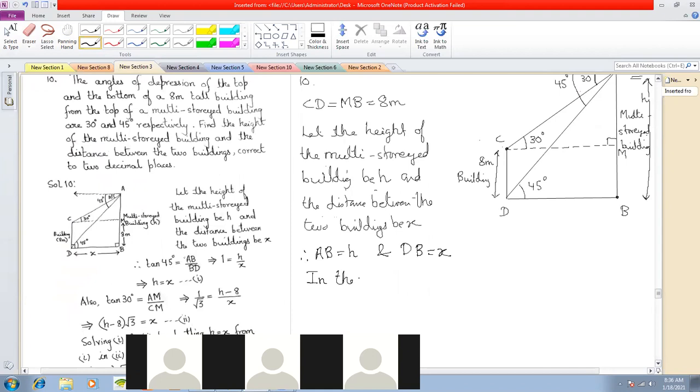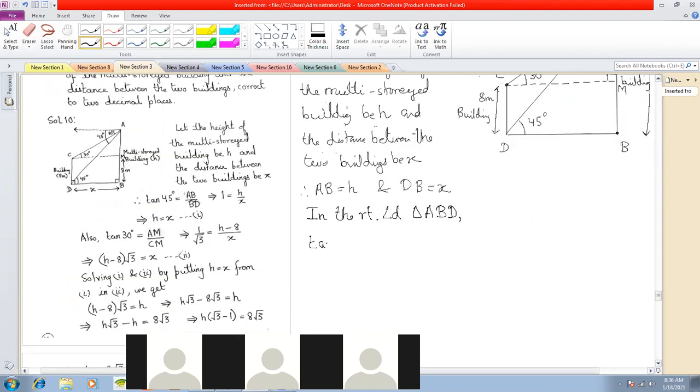In the right angled triangle ABD, tan 45 is equal to AB by DB. Tan 45 is 1, AB is h, DB we have taken as x. So that means h is equal to x. This is our first equation.